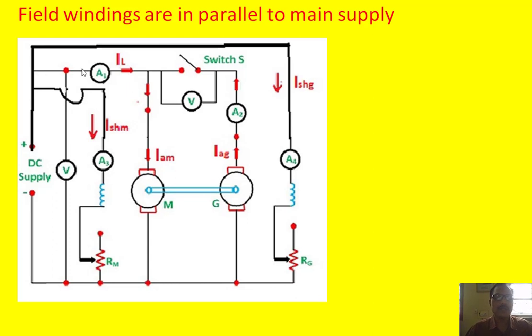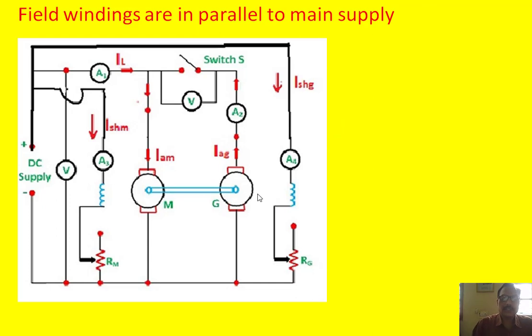Similarly, there is an ammeter A1 here that measures the current that flows into the motor armature, represented by IL, and this line emanates from the supply.